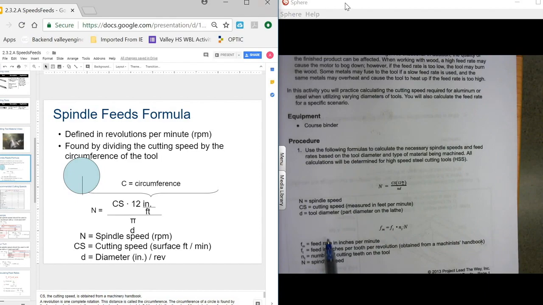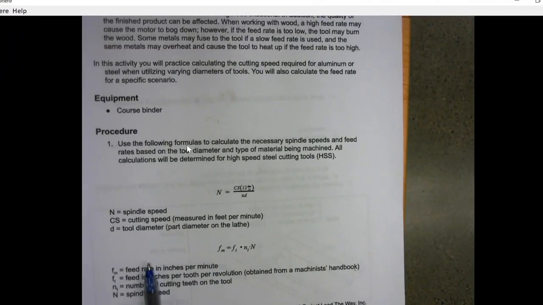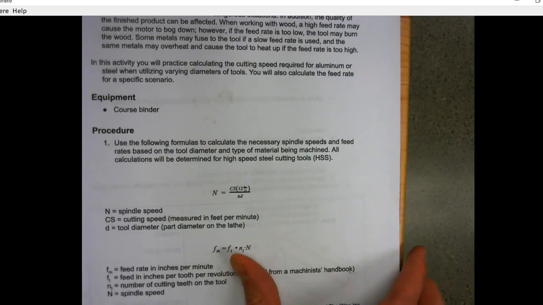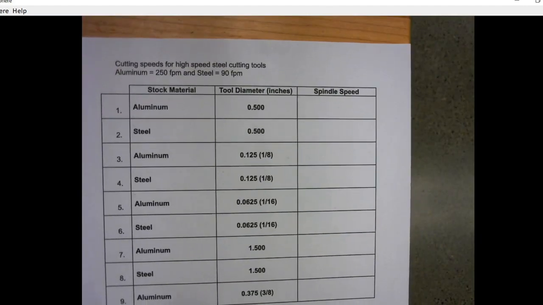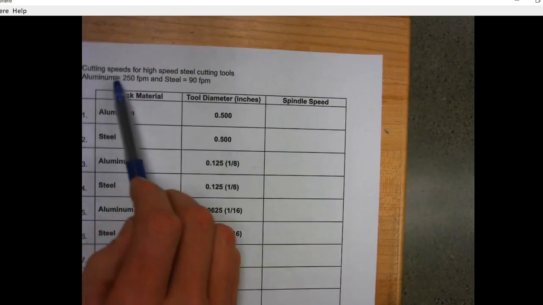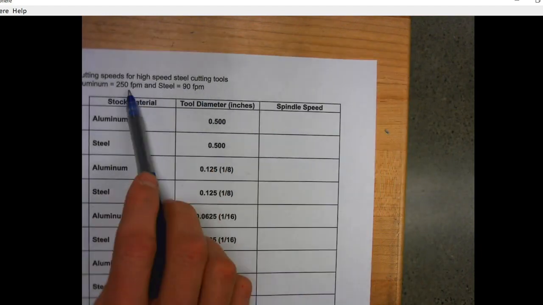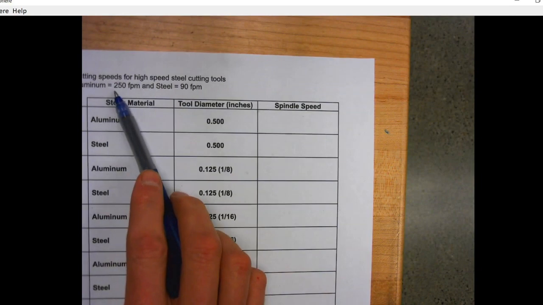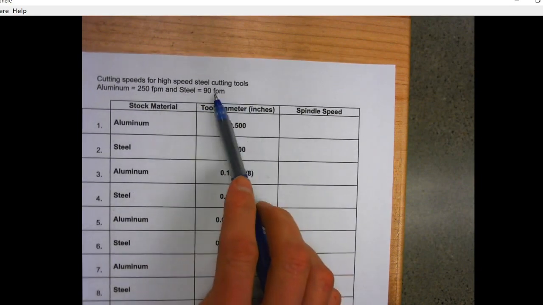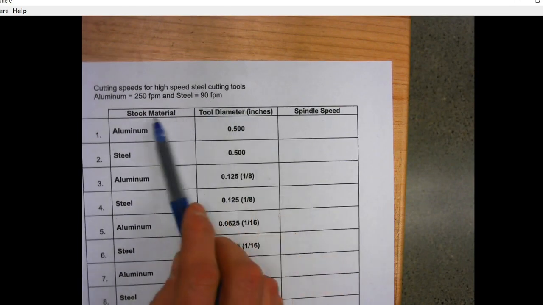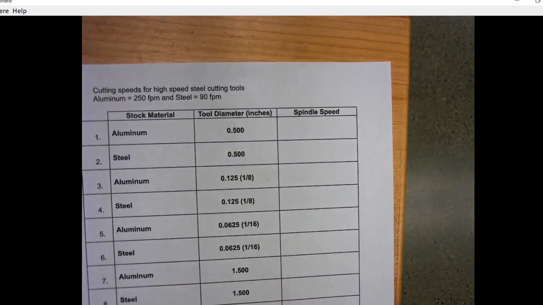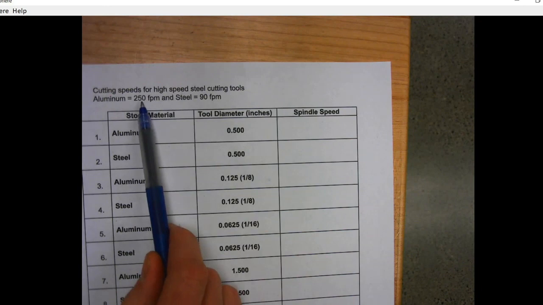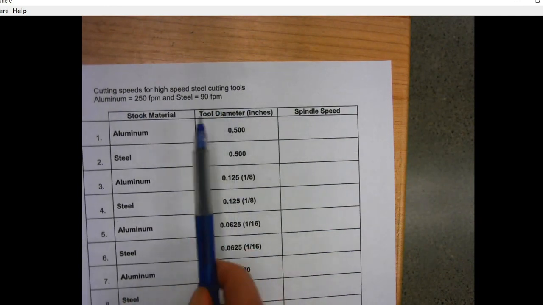But I want to get back to this, because this is really what your assignment is all about, right? So we have our first calculations. The first thing I'm going to ask you guys to do is start calculating cutting speeds for high-speed steel cutting tools. Feet per minute for aluminum, 250 feet per minute, and then 90 feet per minute for steel. So you can go faster through aluminum than you can steel, and that's the idea behind any of the materials that you're using. The softer the material, the faster you can move. The harder the material, the slower you have to move.